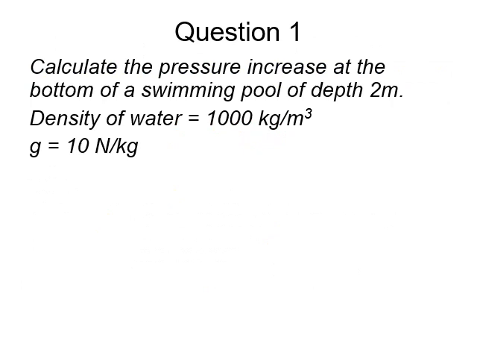So let's finish off with a few questions. Calculate the pressure increase at the bottom of a swimming pool of a depth of 2 meters. Density of water is 1,000 kilograms per meter cubed, and g is 10 newtons per kilogram. So pause the video now, see if you can come up with an answer, and then compare it to the one that I will provide once you press play.